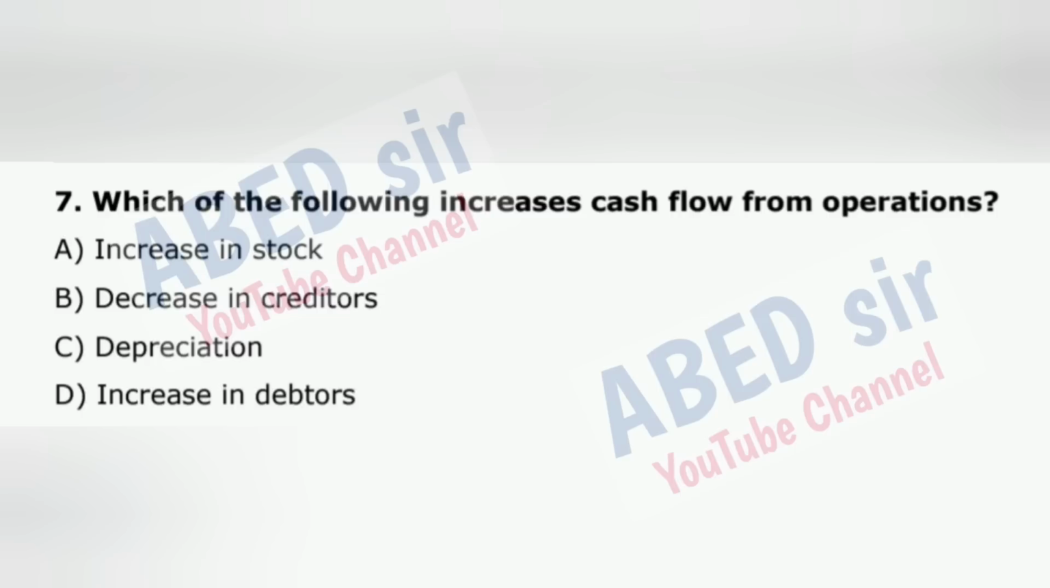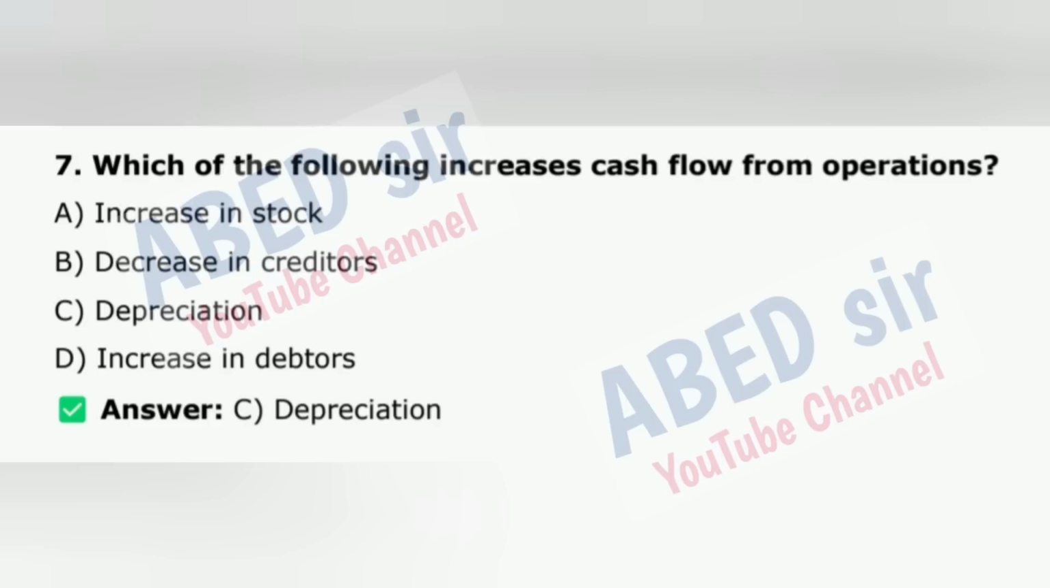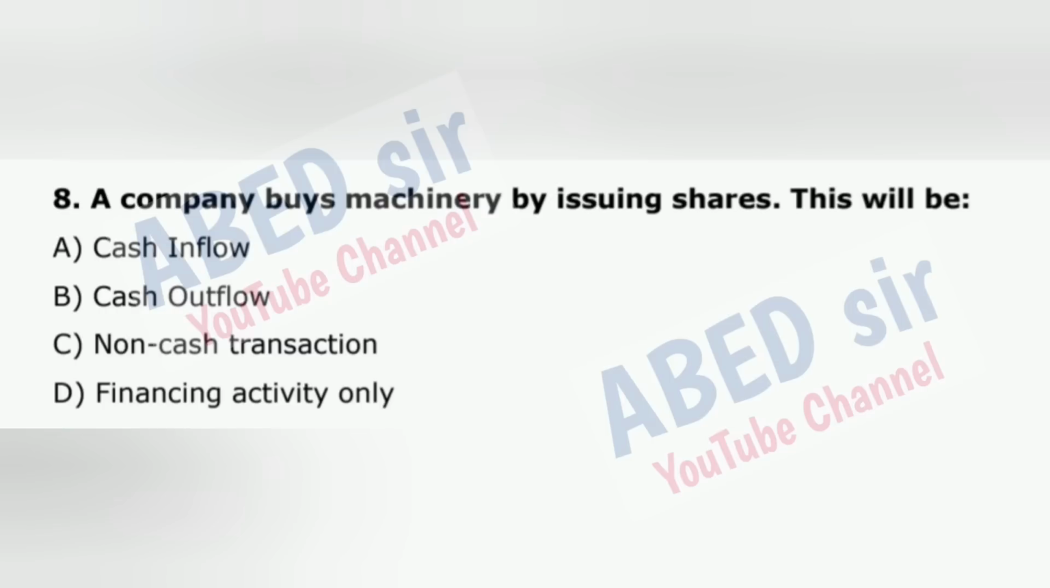Next question. 7. Which of the following increases cash flow from operations? A. Increase in stock. B. Decrease in creditors. C. Depreciation. D. Increase in debtors. Answer C. Depreciation.